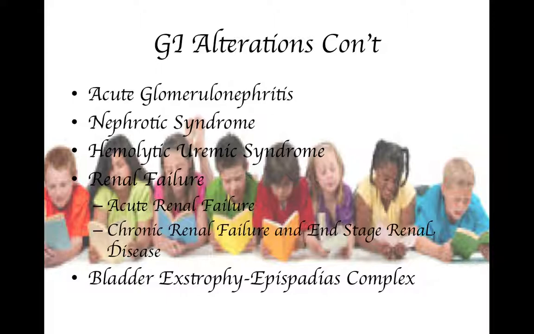The aims of treatment for a child with acute renal failure are to increase renal perfusion, restore and maintain fluid, electrolyte, and acid-base balance, to minimize complications, and to promote nutrition. You can review renal replacement therapy, which goes over hemodialysis and peritoneal dialysis.